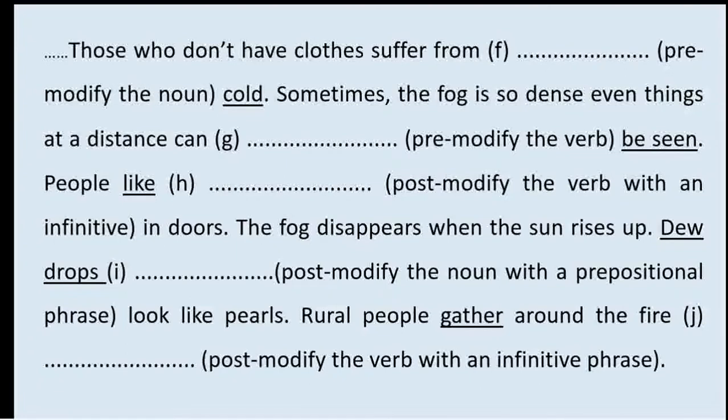People like, post modify the verb with an infinitive, indoors. Here, like, this verb will be post modified with an infinitive. People like, dash, indoors. And here, to be, this is an infinitive you can write. People like to be indoors. People like to stay indoors. You can also use this infinitive, to stay or to be. The fog disappears when the sun rises up.